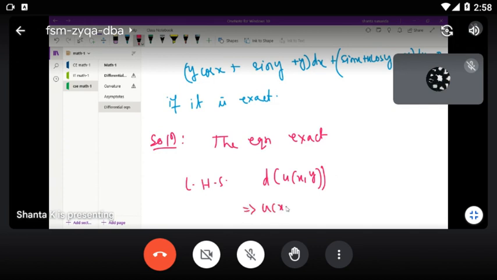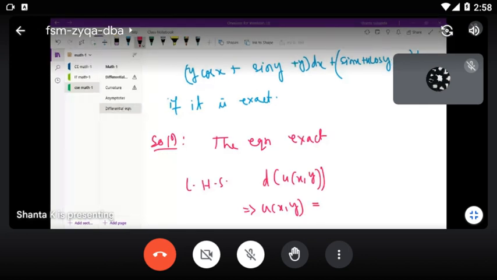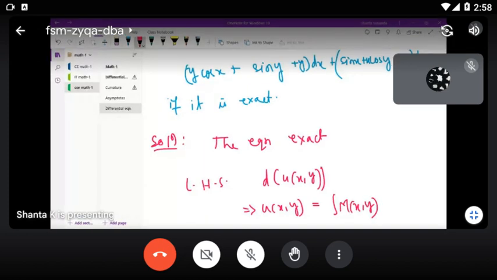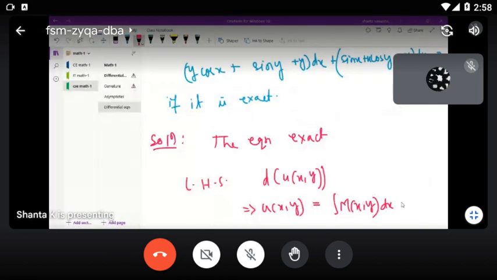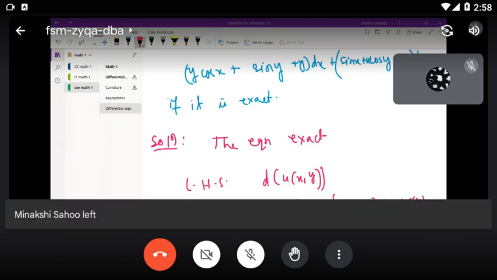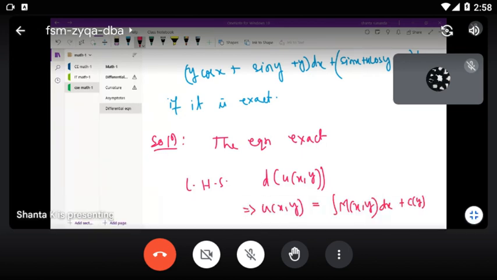u of x, y will be of the form something like that. If you integrate with respect to x, the form will be this one, and the constant will be dependent on y, since we are doing the integration. Ma'am, is this partial integration or only integration? To find this c(y), we will see. I will tell you next class.